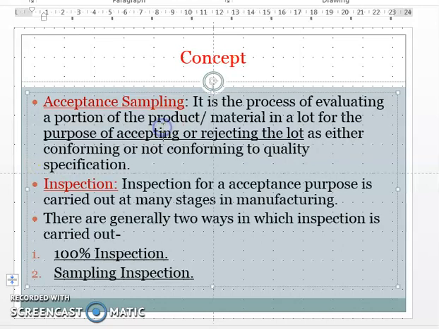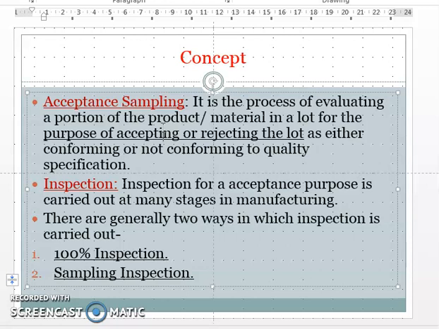Just see what is acceptance sampling. The concept of acceptance sampling is the process of evaluating a portion of the product or material in a lot for the purpose of accepting or rejecting the lot, either confirming or not confirming to quality specification. As an engineer, you have to take these decisions.